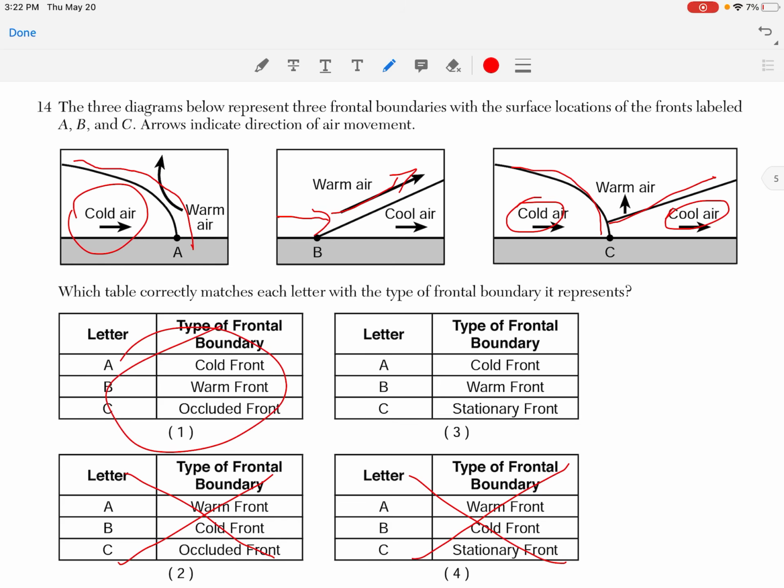This is just one of those where you kind of have to know your weather fronts. A stationary front would have warm air on one side, cold air on the other side, and nobody's really going anywhere. It's stationary, it's not moving. In this case, we see a whole bunch of movement, so it doesn't make sense that that is stationary. Okay, so the answer to number 14 is 1.